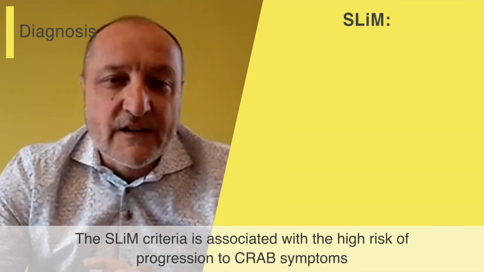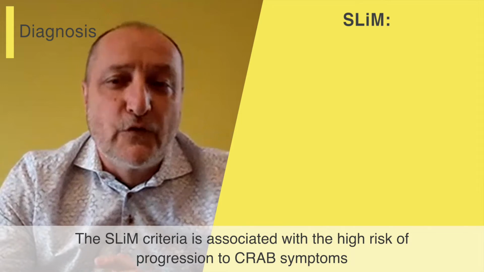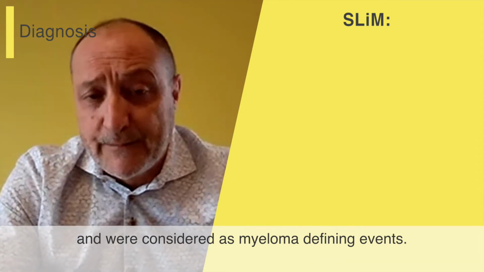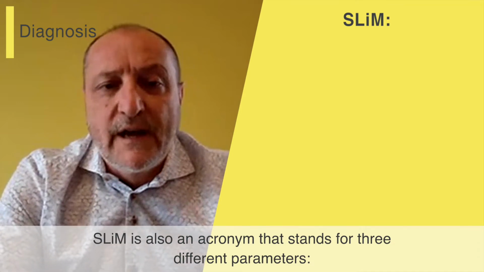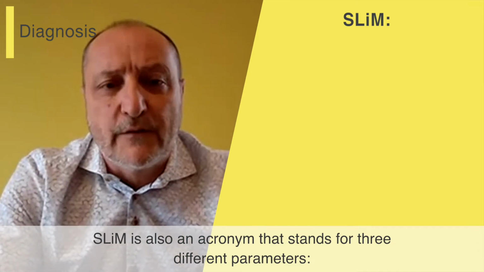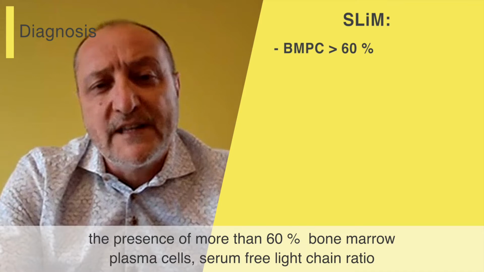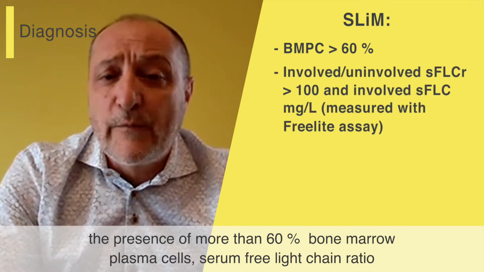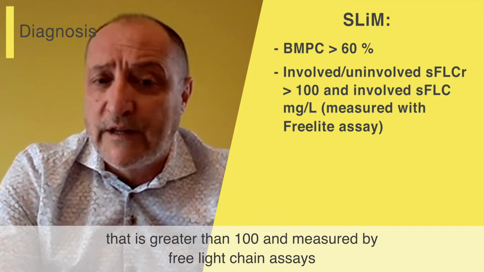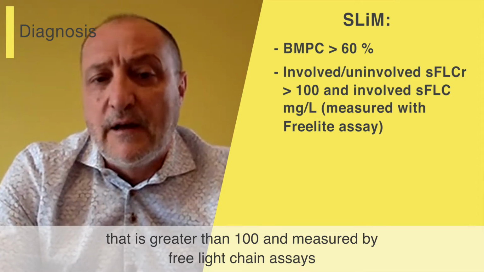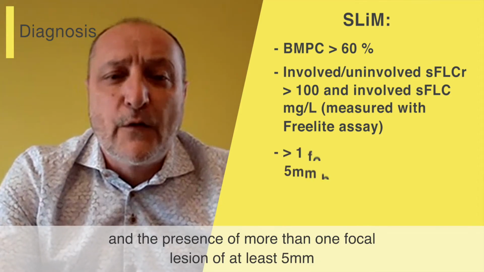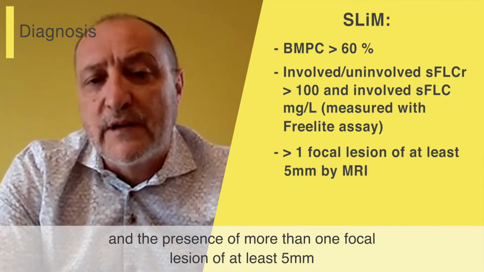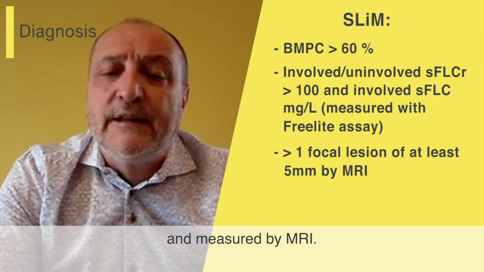The SLIM criteria are associated with a high risk of evolving to CRAB symptoms shortly and are considered myeloma defining events. So SLIM is also an acronym and represents three different parameters. First, the presence of more than 60% of bone marrow plasma cells. Second, the serum free-light-chain ratio that is greater than 100, measured by free-light-chain assay. And third, the presence of more than one focal lesion of at least 5 millimeters, measured by MRI.